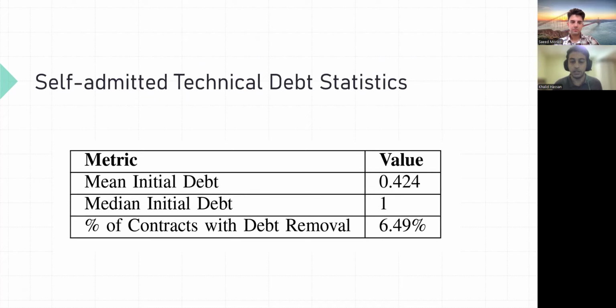These are the results of our experiment. We found that normally technical debt persists over versions, so it's only removed in about 6.5% of the contracts, which means that if there is technical debt introduced into a contract, it's generally going to stay and not be removed. However, do note that we have a very low mean and median in initial debt, which means that in the first place, most of the time there is no initial self-admitted technical debt introduced into the smart contract. However, if it is introduced, it's not going to be removed later on.